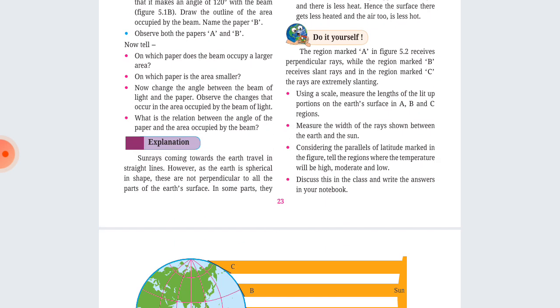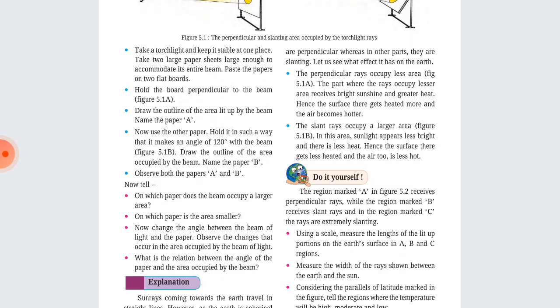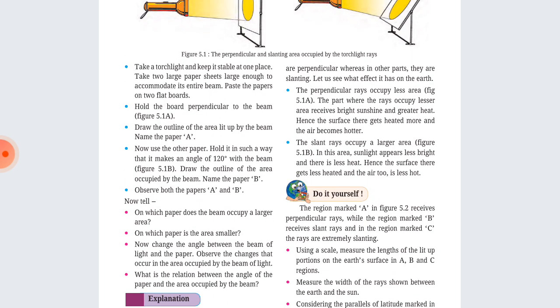Explanation. Sun rays coming towards the earth travel in a straight line. However, as the earth is spherical in shape, they are not perpendicular to all the parts of the earth's surface. In some parts they are perpendicular, whereas in other parts they are slanting. Let us see the effect it has on the earth.